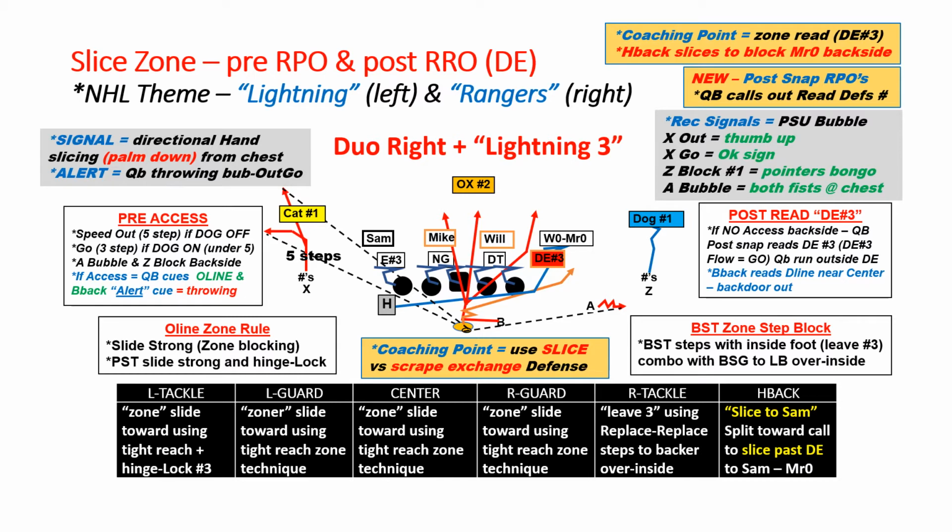Again, the quarterback is going to do his pre-snap. If he has free access to the bubble or the X, then he's going to go ahead and just throw that right off the bat, no mesh to the back. If there is no free access, then he knows he's going to post-snap read the defensive end. He'll ride that down and decide. This is our slice zone.